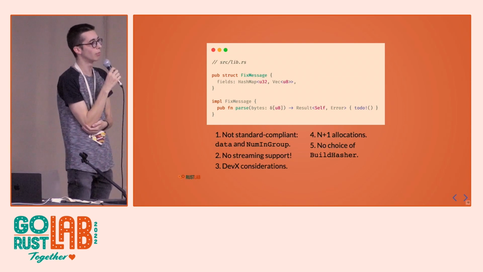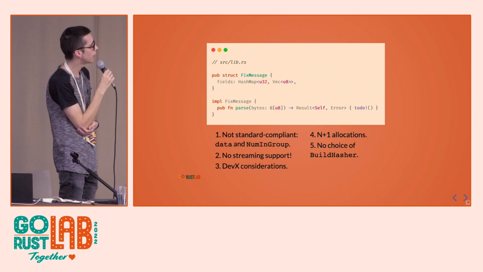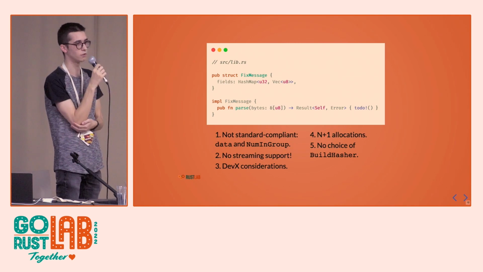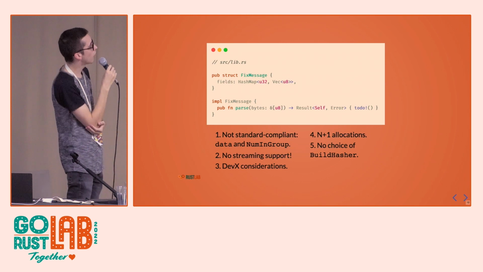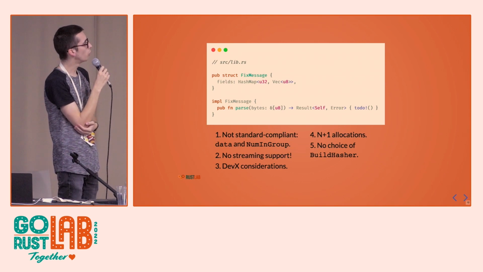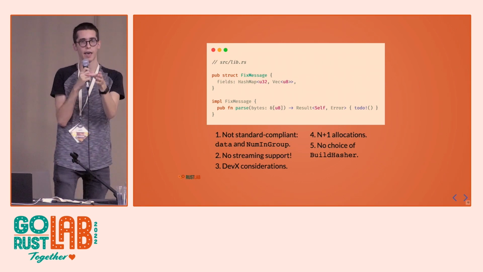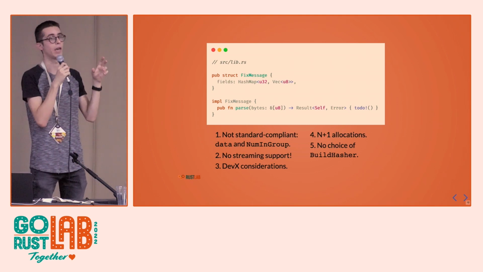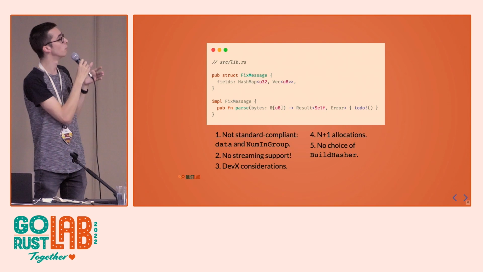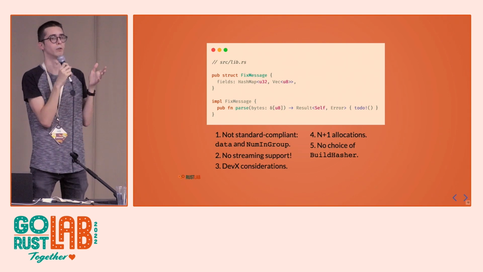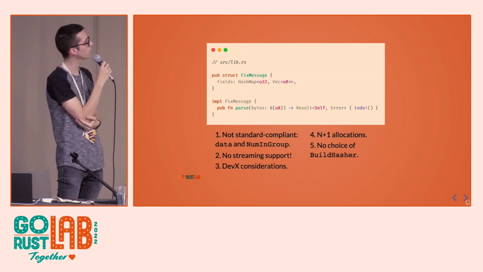Well, it's not standard compliant because we're not dealing with data and numbering group, which is the group special tags. We don't know when we parse inside the parse function. We don't know as we find the tag whether to treat it as a normal tag or maybe a data or group tag. So we really need a subcomponent to tell us how to handle those special tags.